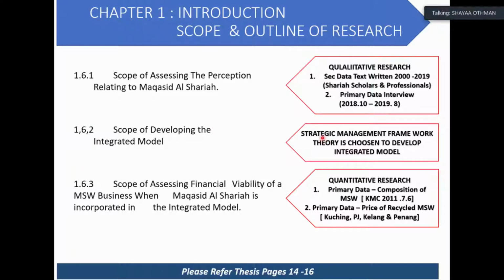Also the scope of developing an integrated model. There are so many models. From the literature review, you can choose one. And then, of course, we could do the research on how to assess Maqasid al-Sharia as a corporate strategy, as well as to assess whether it is financially viable and so on, depending on our research title.